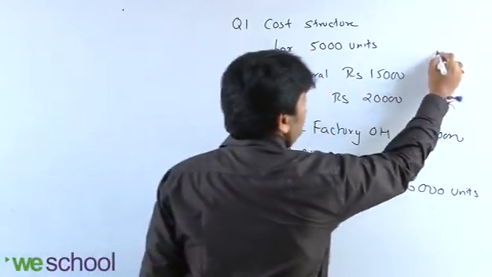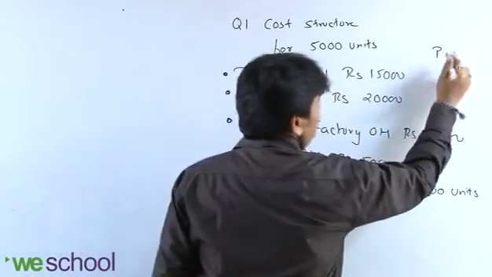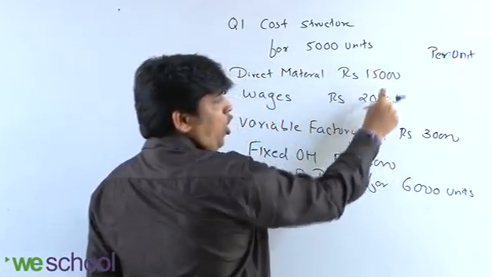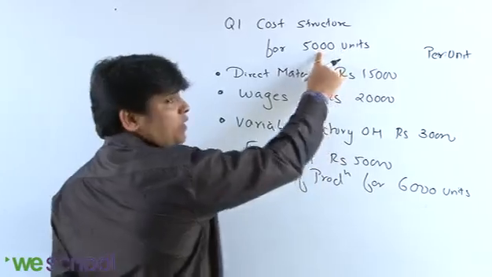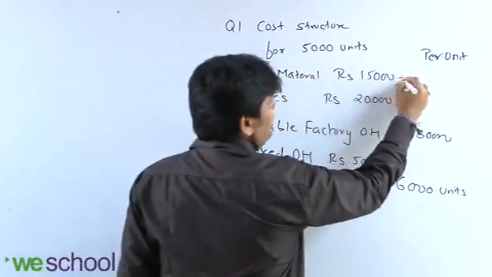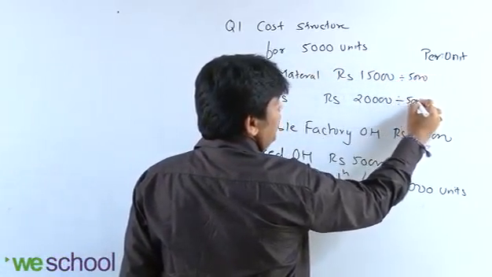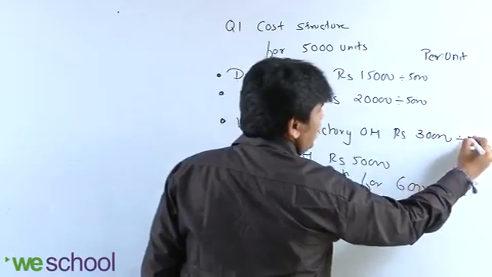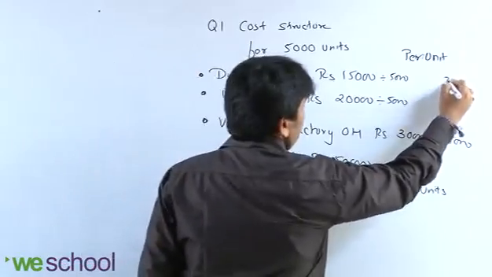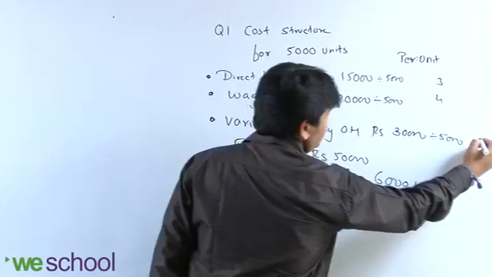When I use the word per unit, how to calculate per unit cost? Divide all the variable expense by the production. That means 15,000 divided by 5,000, 20,000 divided by 5,000 and 30,000 divided by 5,000. What will be your CPU? 3 rupees, 4 rupees and 6 rupees.